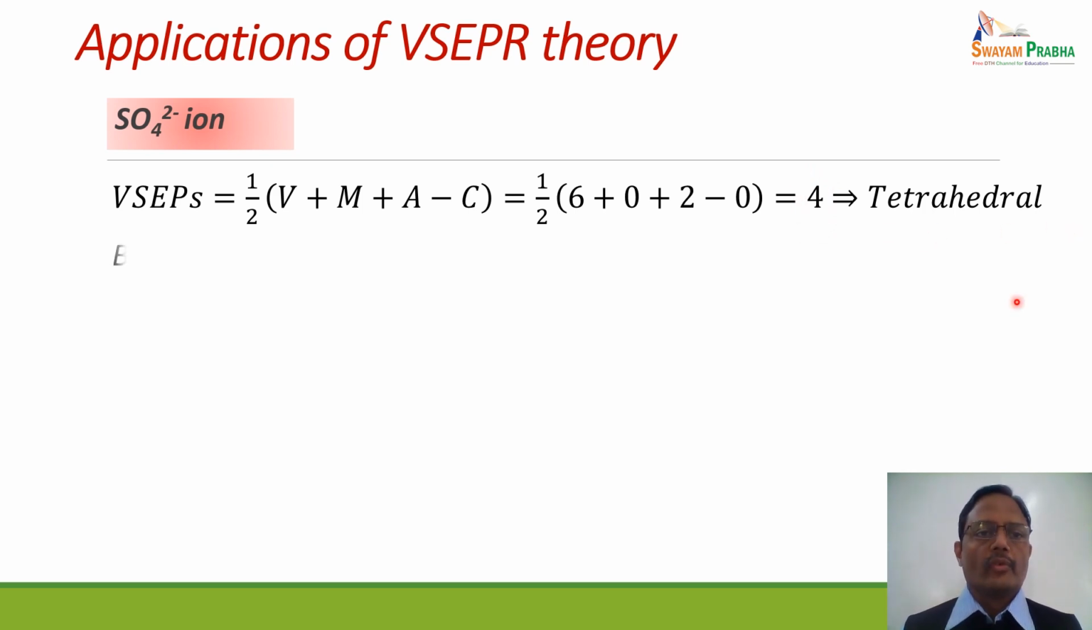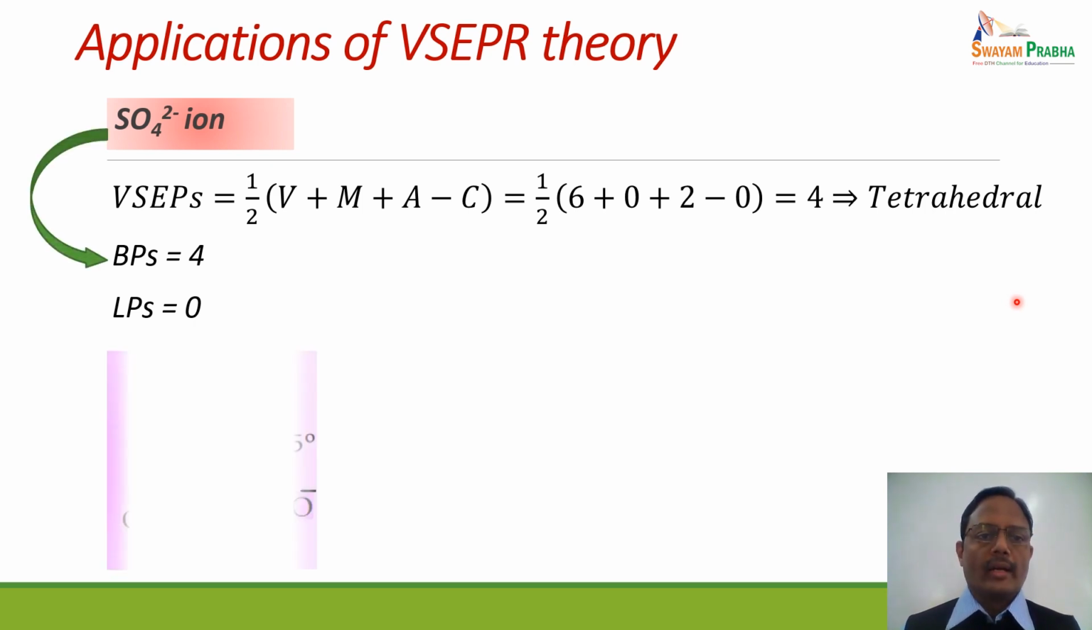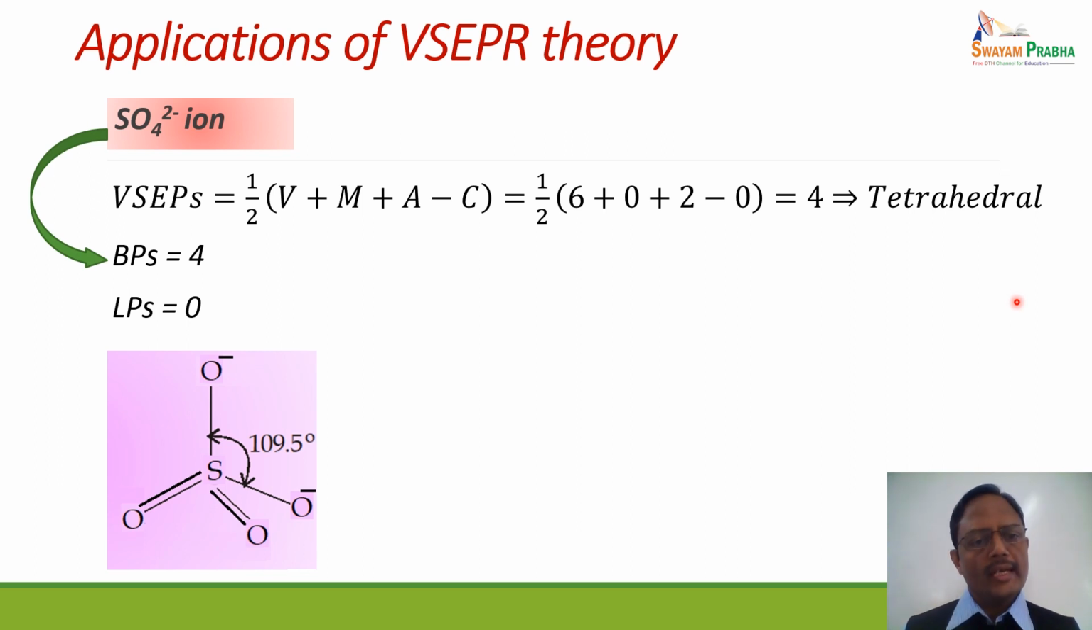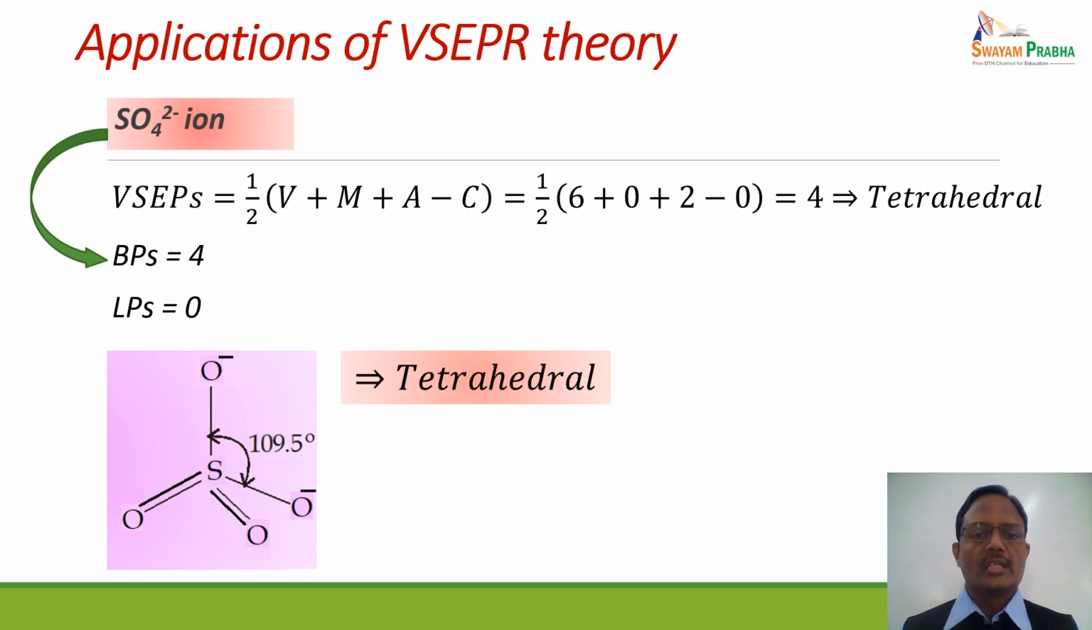Among these we can see that all the 4 valencies are satisfied by the oxygen atoms. So all the 4 are bond pairs and there is no lone pair, and hence the geometry should be perfectly tetrahedral. We can see that there are 2 double bonded oxygen atoms and 2 single bonded oxide ions. This structure undergoes resonance, and because of resonance all the bond angles are equivalent at 109.5 degrees, and the geometry is perfectly tetrahedral in nature.